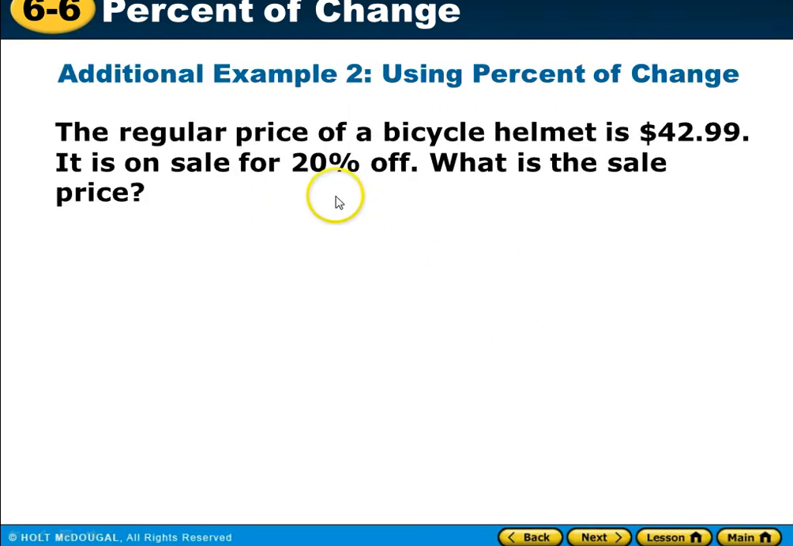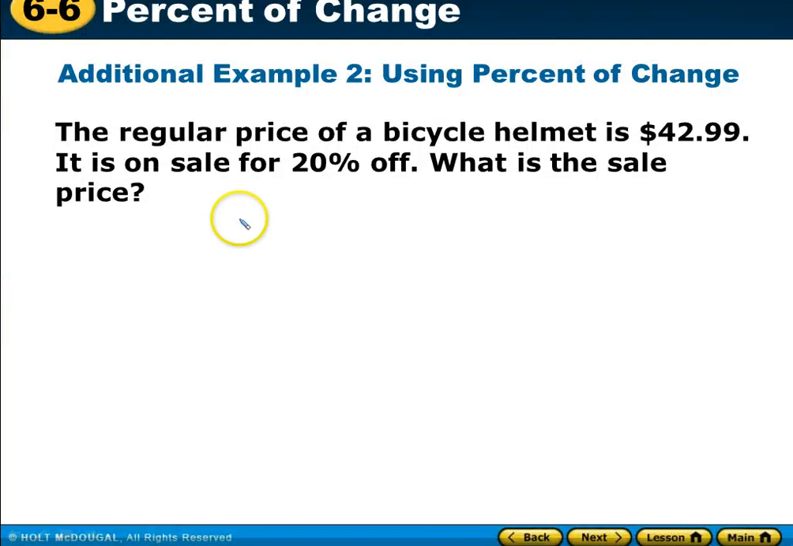Okay, so here you have a regular price of a bicycle helmet of $42.99. It is on sale for 20% off. What is the sale price? So you will need to know how much you are paying after they take off that 20%. Now there are two ways you can think of this. You can either say you are not paying 20%. So if you are not paying 20%, how much are you actually paying? 80%.